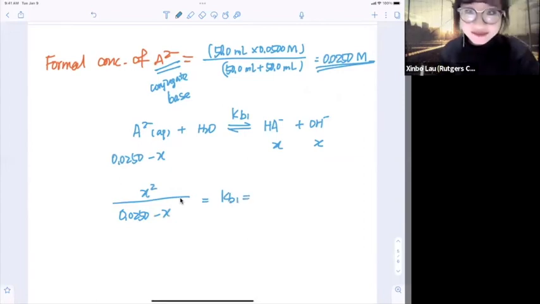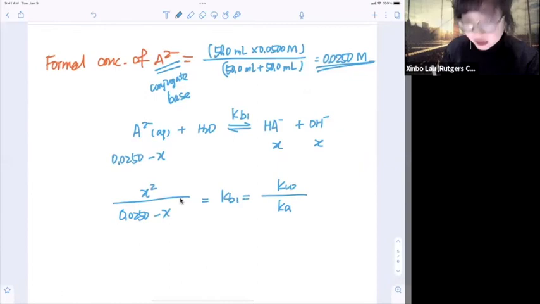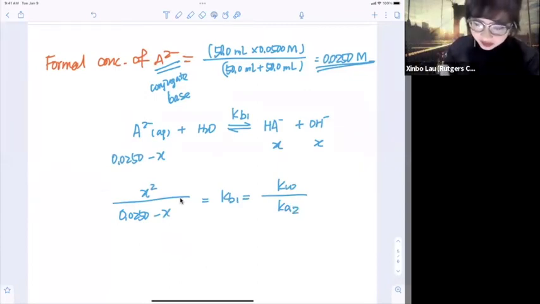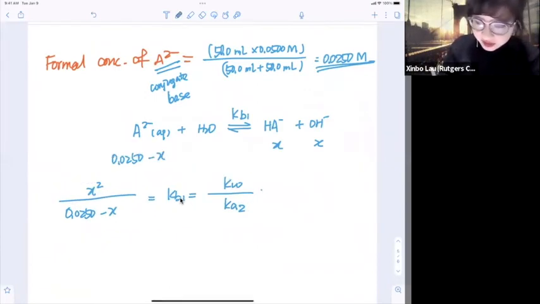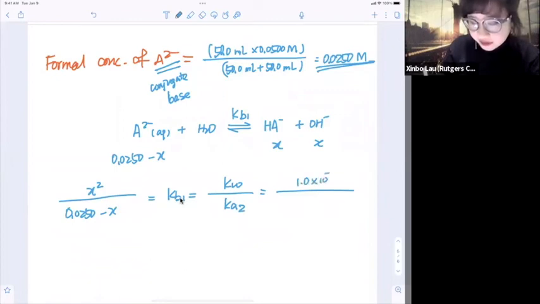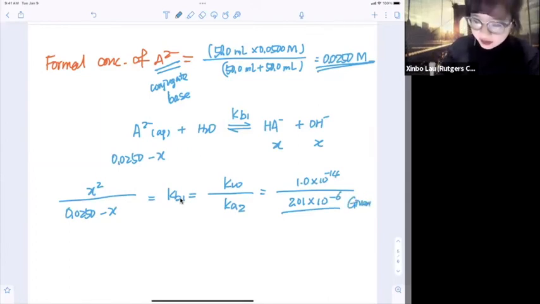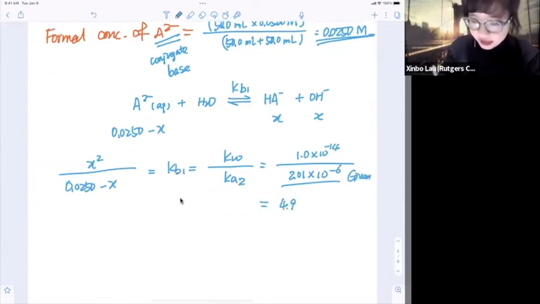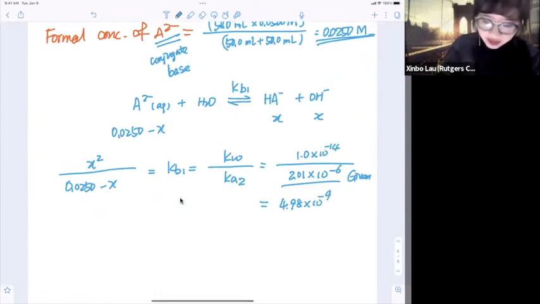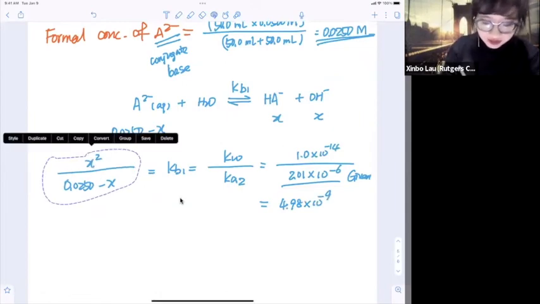Do we know Kb1? Well, we can calculate by using Kw divided by Ka2. Remember the relationship. Okay, so now I'm going to actually plug in the value over here. That's going to be 1 times 10 to the negative 14 divided by 2.01 times 10 to the negative 6. This value was given from the question. Okay, so now you do the calculation. That will be 4.98 times 10 to the negative 9. Okay, and then this is the setup.